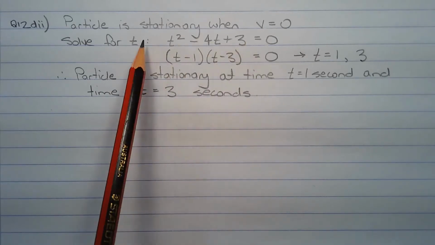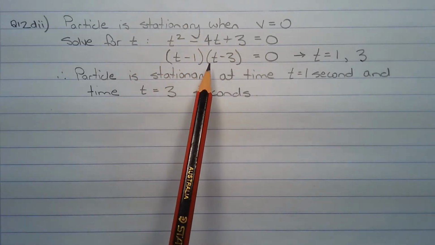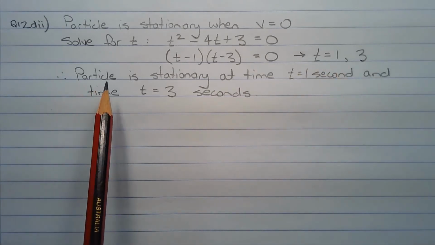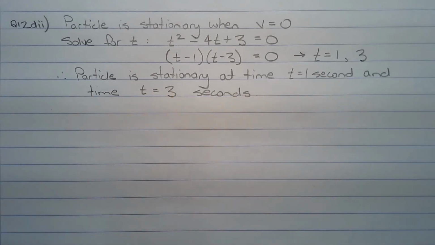Now we have a monic quadratic on the left-hand side. And that can be factorized to t minus 1 times t minus 3 equals 0. And therefore t equals 1 or 3. Therefore, the particle is stationary at time t equals 1 second and time t equals 3 seconds.